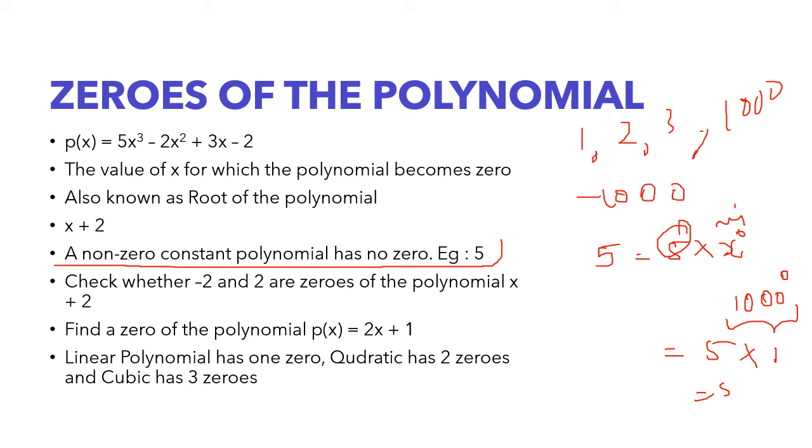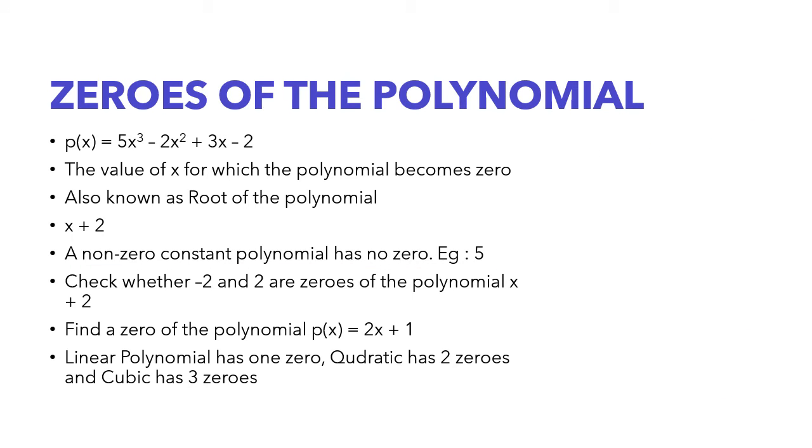The next thing we are going to do is some examples. Check whether minus 2 and 2 are zeros of the polynomial x plus 2. Okay, let's check it. They have given a polynomial p of x is equal to x plus 2, and they have asked us to check whether minus 2 and 2 are zeros of it. Let's start with checking p of 2, whether it is giving a 0 or not. 2 plus 2, which is 4. So it is not equal to 0. So 2 is not the 0 of the polynomial.